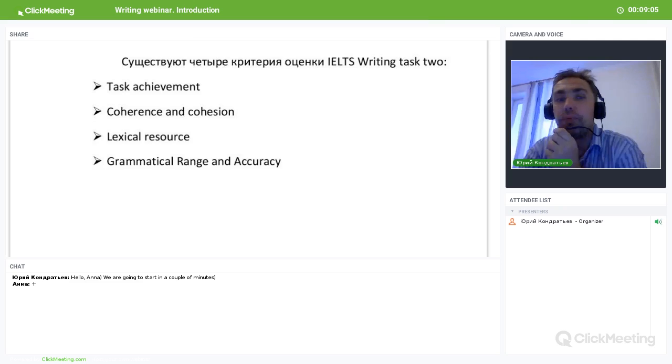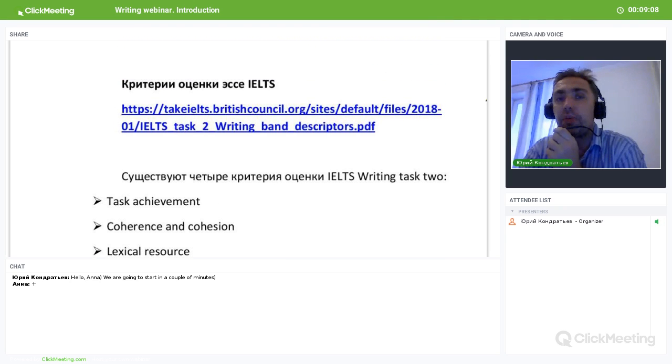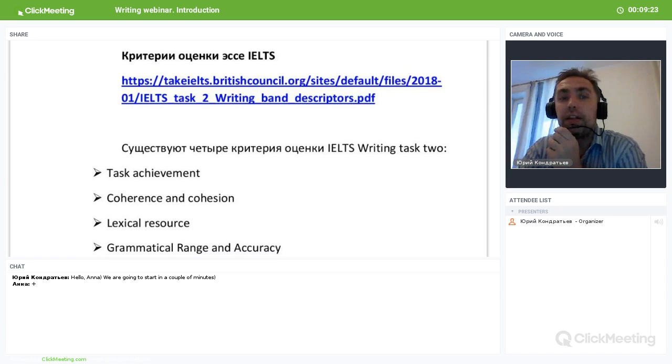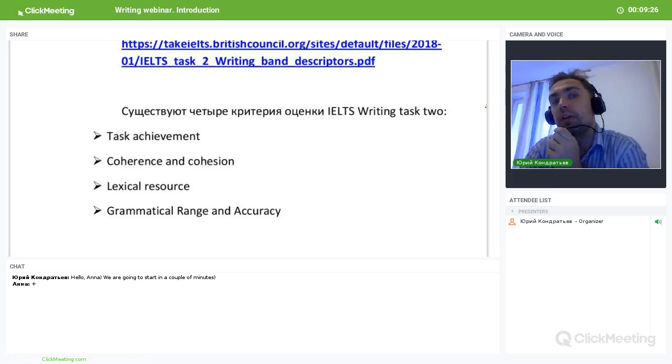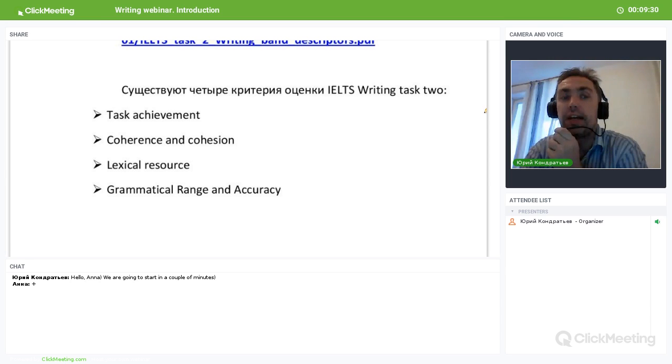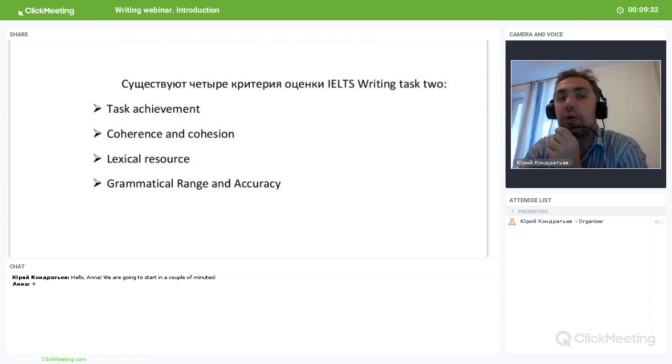All right, so these are the three types of essays, and we're going to talk about the evaluation criteria of an IELTS essay. Here is a link to band descriptors. It's more detailed than what I'm going to tell. If you're interested, you can have a look at that. There are basically four criteria of evaluating the IELTS essay. They are task achievement, coherence and cohesion, lexical resource, and grammatical range and accuracy.